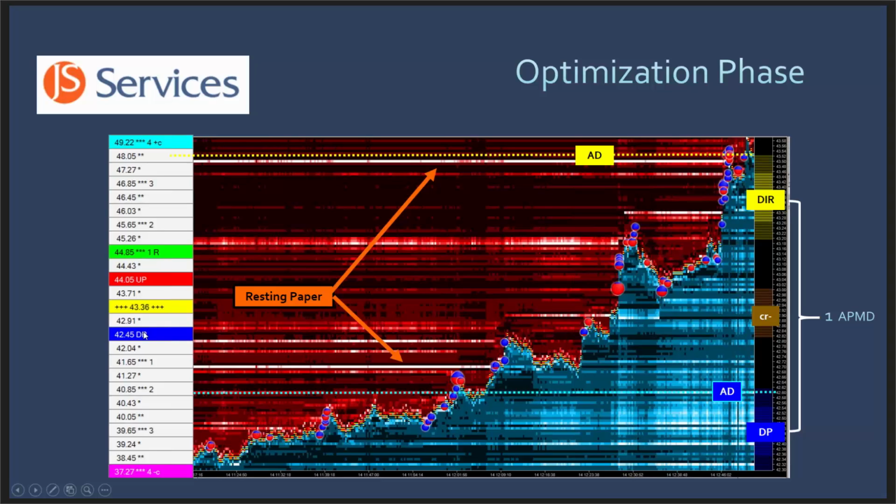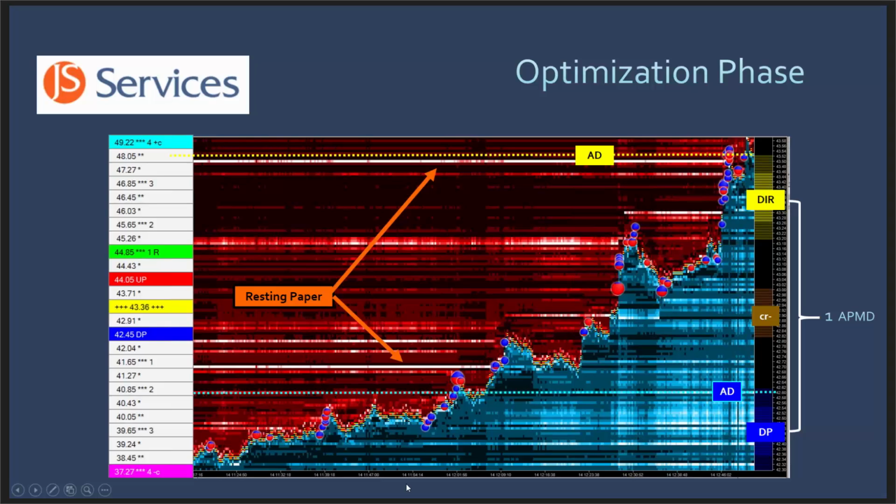What else do I know? What are also the facts? Fact is, I know that I'm in a reversal. Fact is, I know the market likes to trade in APMDs. Fact is, one APMD is 43.36. Fact is, I've got resting paper identified here at the top of, through the directional. So I'm actually even more bullish because I've got all this dark and it's lit up here, which is through my level.